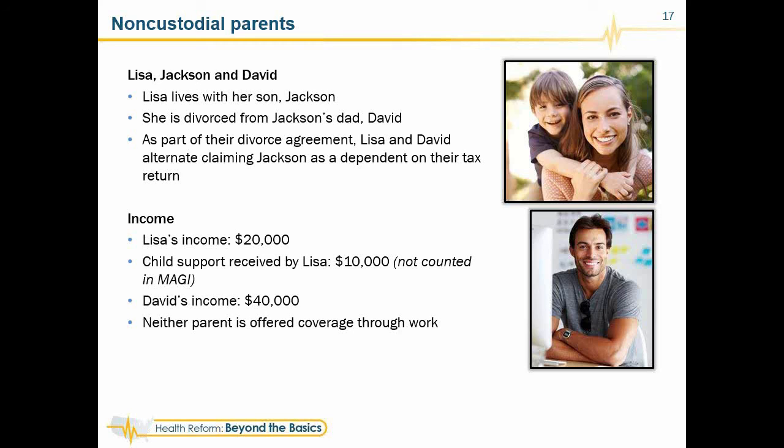Jackson, the child, lives with his mom. Lisa is divorced from Jackson's dad, David. As part of the divorce agreement, Lisa and David alternate claiming Jackson as a dependent on their tax return, but he lives primarily with his mom. Lisa's income in this example is $20,000. She also receives child support. David's income is $40,000. And we're going to assume here that neither parent is offered coverage through work.